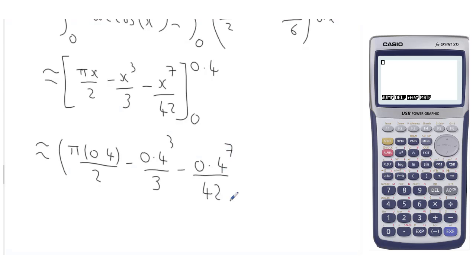And just looking at what's going on here, it's probably not going to be a bad approximation, because think of 0.4 to the power 7, it's not going to be very big. And the next power of x is going to be bigger still, so that's going to make that term even smaller. So we go to our calculators.